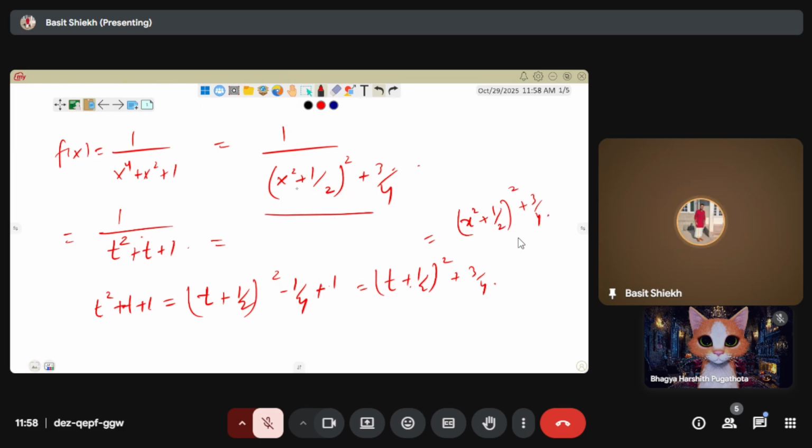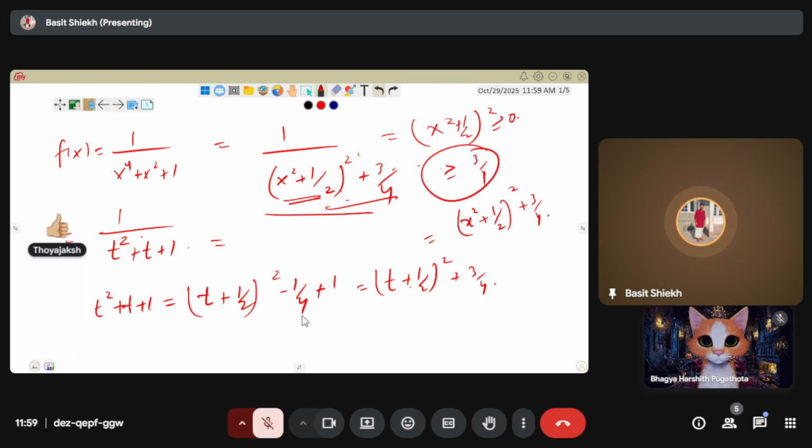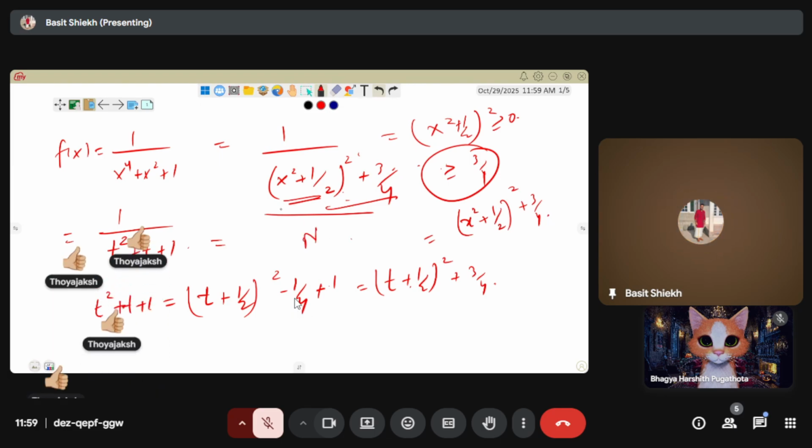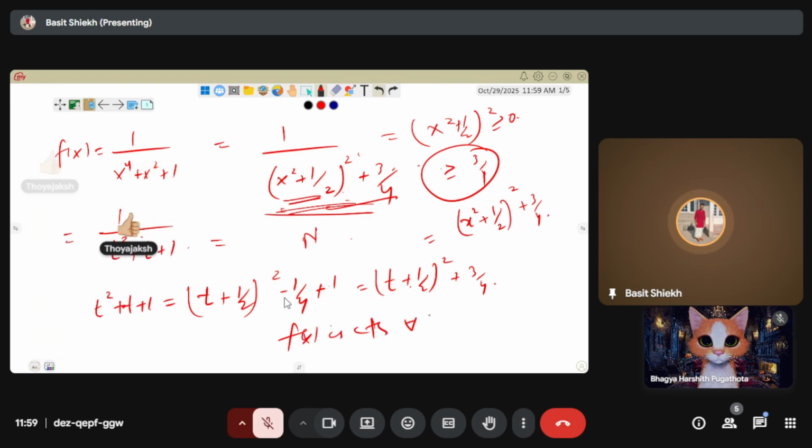This is always greater than 0. This x square plus 1 by 2 whole square is always greater than or equal to 0, and this is always greater than or equal to 3 by 4. So it is never equal to 0. So nowhere discontinuous. There is no point at which it is discontinuous. We can say f of x is continuous for all x belonging to R. Is this clear? Yes, sir.